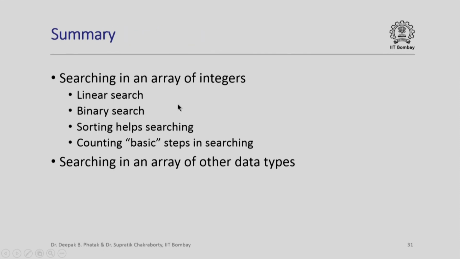So in summary, we looked at techniques to search in an array of integers, we looked at linear search and binary search, and we saw that having the array sorted really helps in searching. If the array is unsorted, we have no other way but to do linear search, which is not very efficient, we have seen. And we also saw how to count basic steps in searching, and we have seen that as long as we have a comparison operator, we can really use the same techniques to search in an array of any other data type.